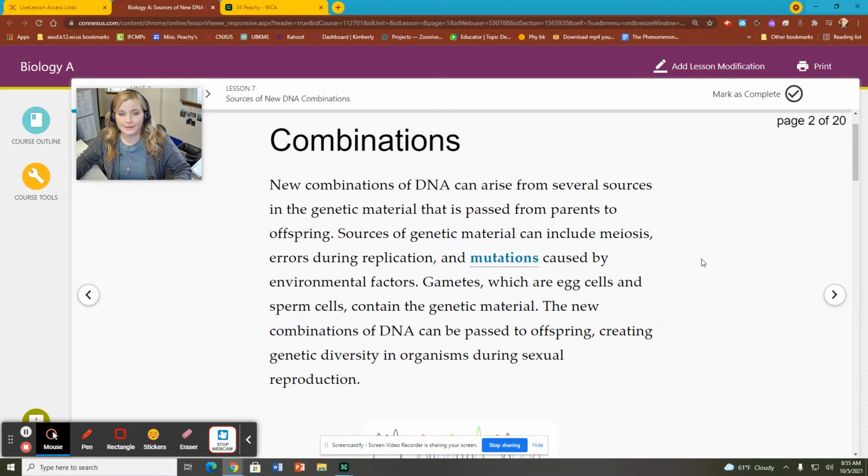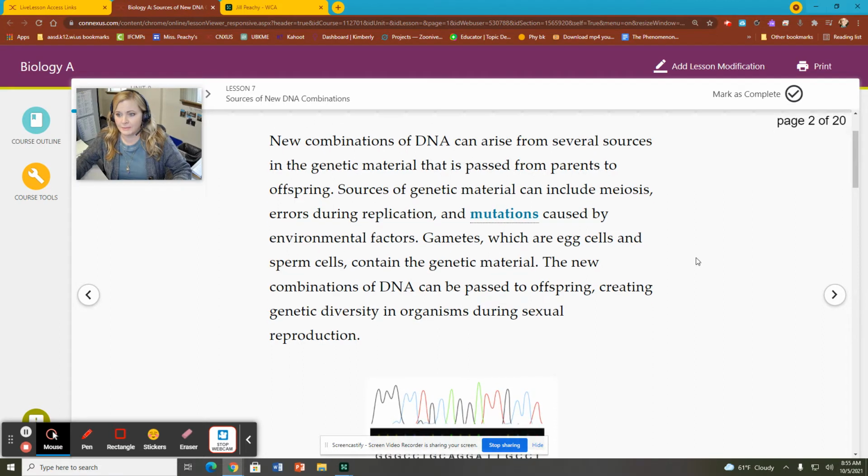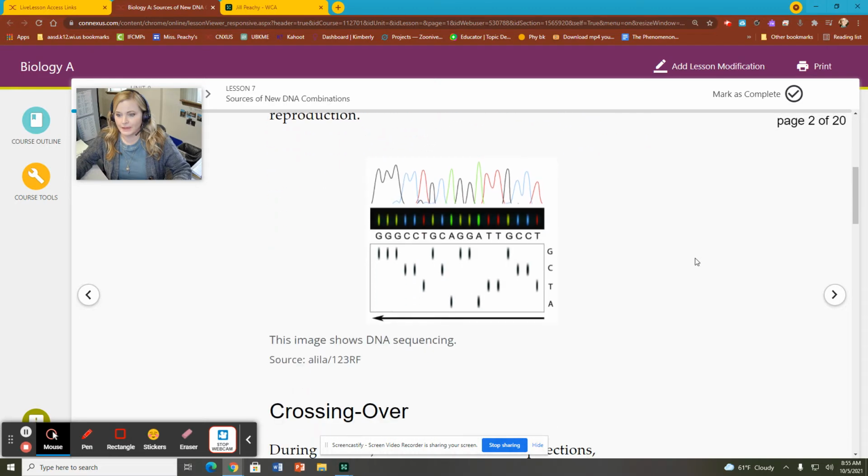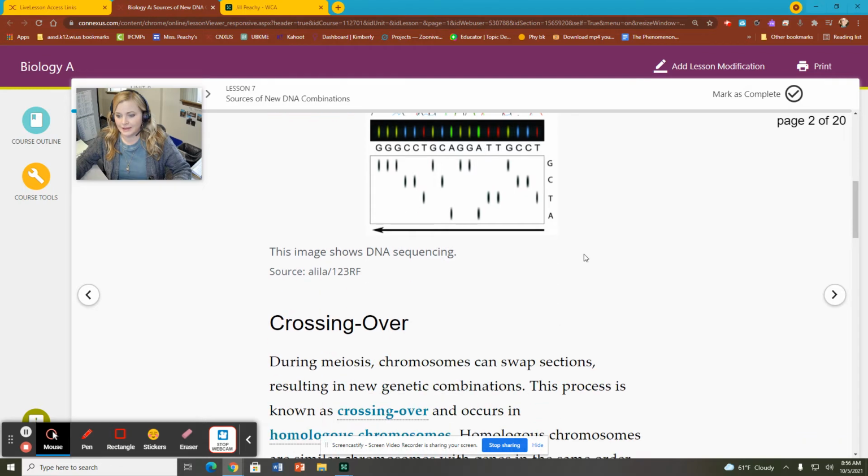So again, we have inherited genetic variation, right? Mutations can occur that cause variation in a population. Those mutations can be caused by environmental factors, or they can include errors that occur during replication. This picture shows a DNA sequence. You can see all the C, A, T, and Gs in here, showing you the different bases. That's pretty cool if you ask me.